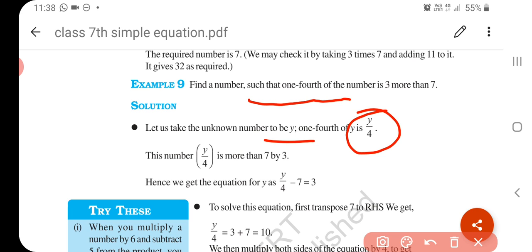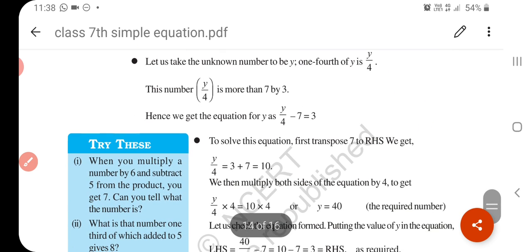Of a number is 3 more than means it's 3 more than 7. Okay, so your answer is y by 4 minus 7 is equal to 3. Another way, y by 4 is equal to 3 plus 7. Okay, so you can take this question in two ways.